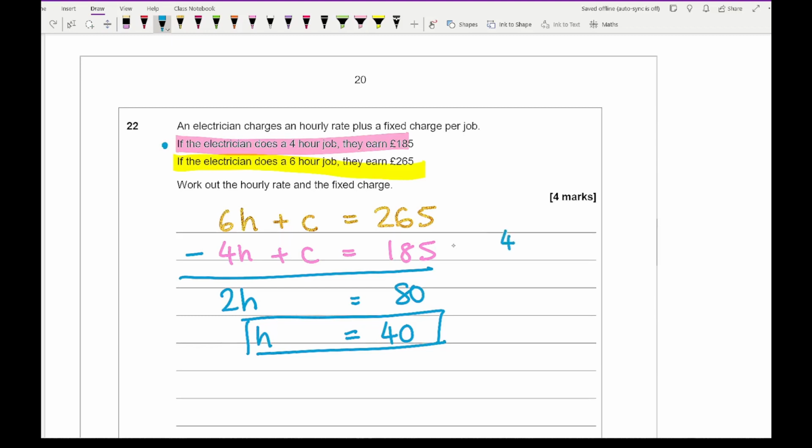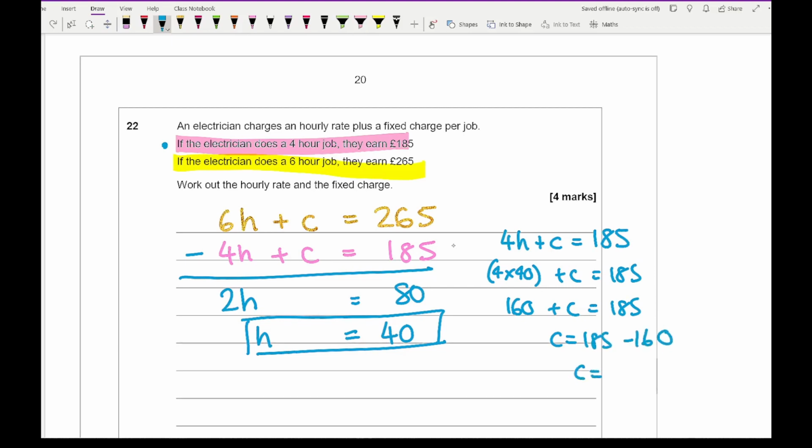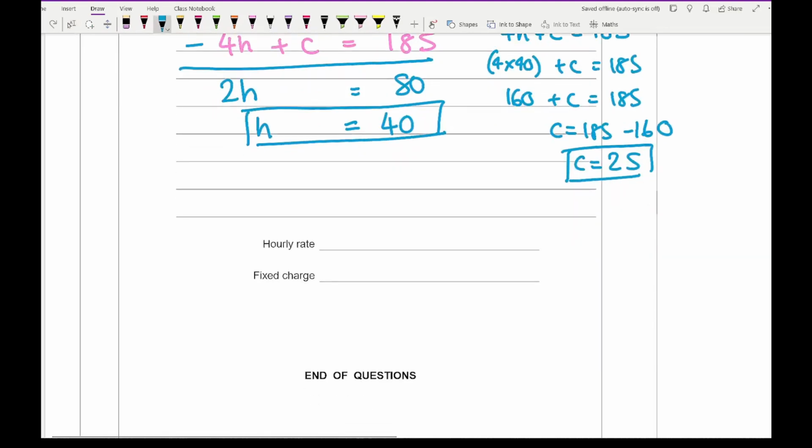So that's one value. Then if I take one of the equations, so let's just take the first one. I know that 4 hours of work plus the call out charge is £185. Well, I know that h equals 40. So 4 times 40 plus c equals 185. So 160 plus c equals 185. So c equals 185 minus 160. So c equals 25. And so all I then need to do is write down my final answer that the hourly rate is £40 per hour and the standard fixed charge is £25, and that's the last question on this paper.